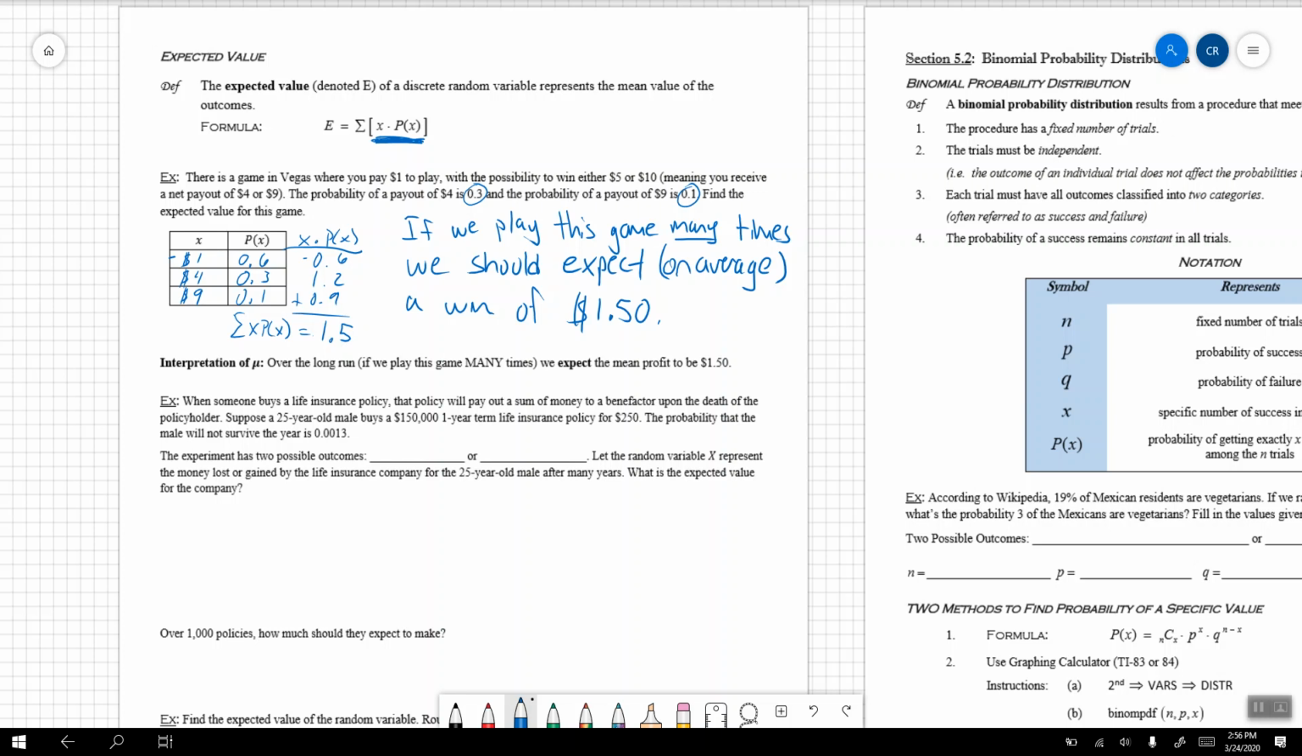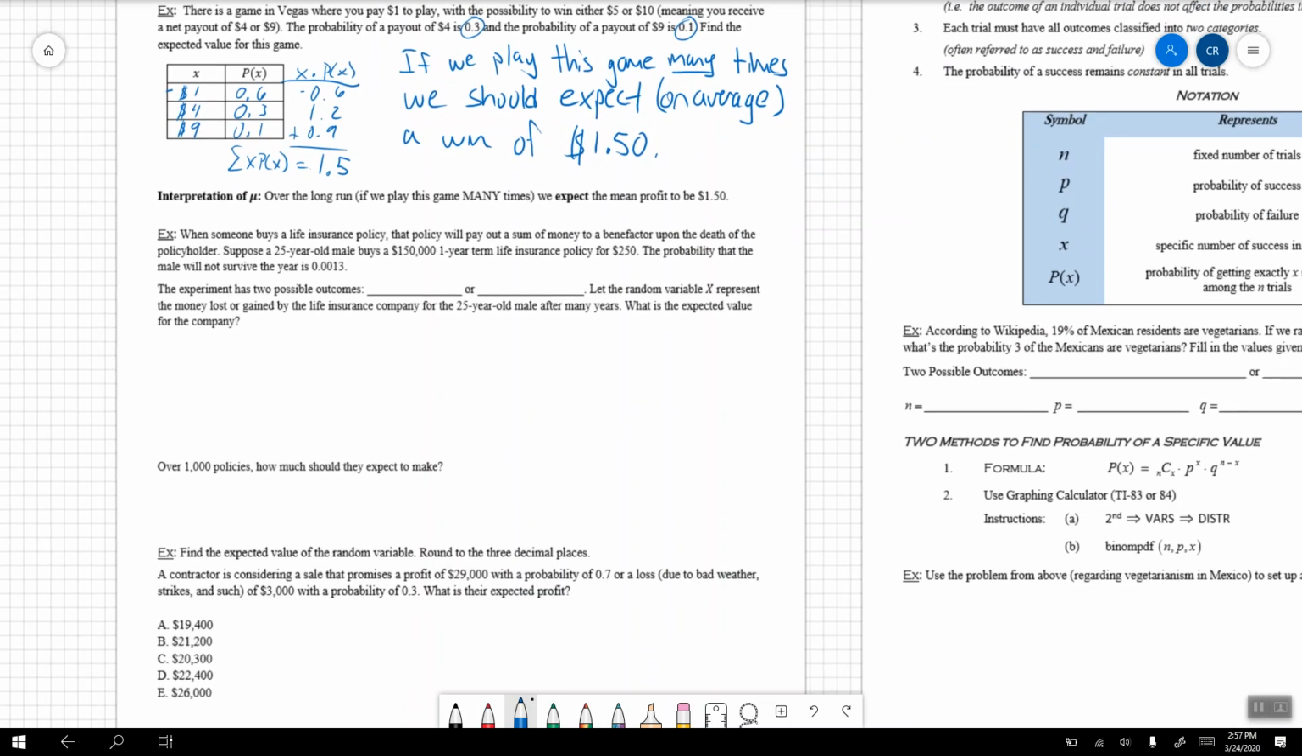All right. Now, this is important because if you start dissecting all of the expected values for every single game that they offer in Las Vegas, all those expected values are going to be negative, which means over time, the house always wins because the expected value for the player will always be negative.